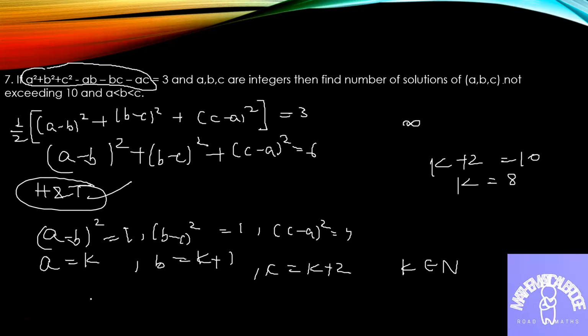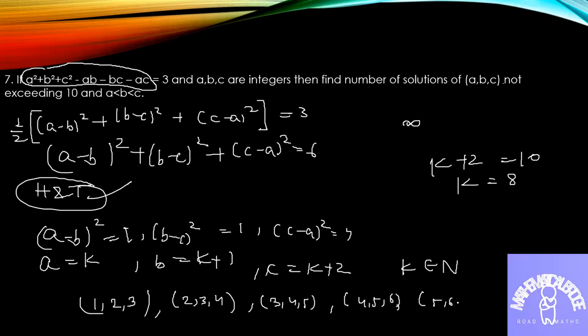So in integers you will get 1, 2, 3; 2, 3, 4; 3, 4, 5; 4, 5, 6; 5, 6, 7; 6, 7, 8; 7, 8, 9; 8, 9, 10. And will 0, 1, 2 be a solution?